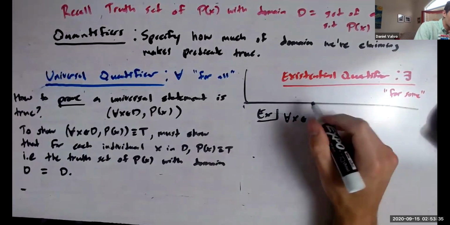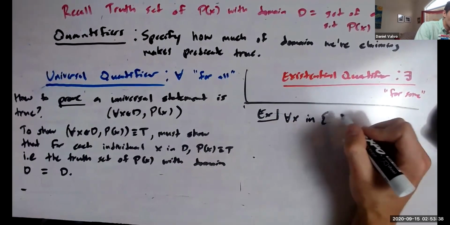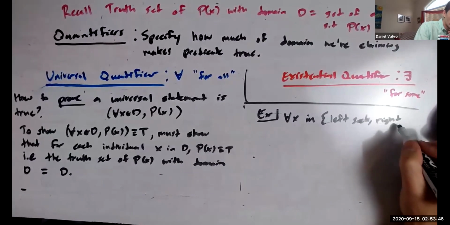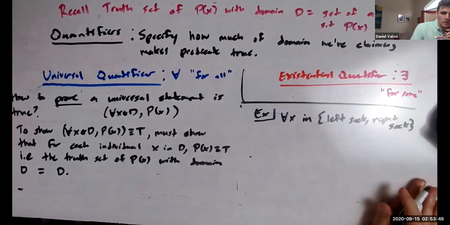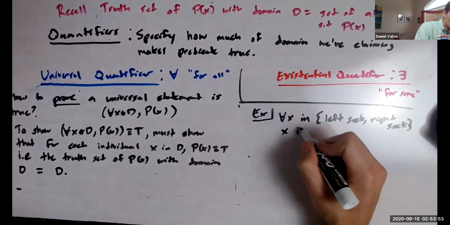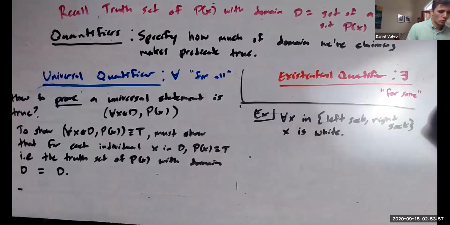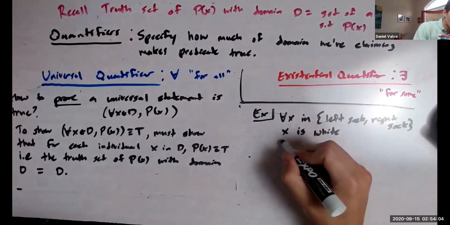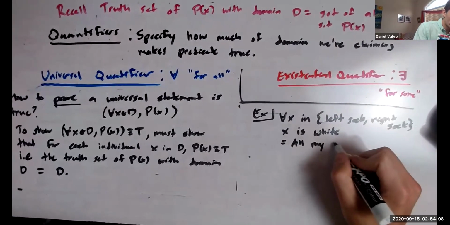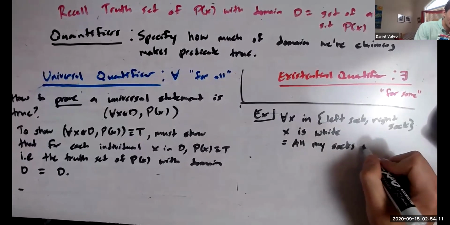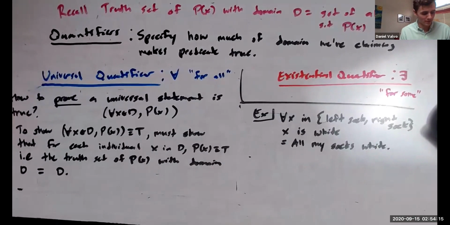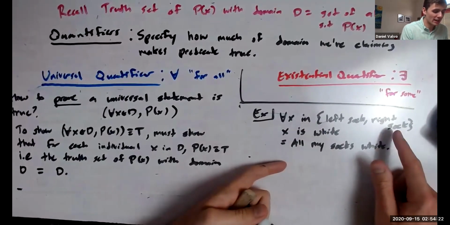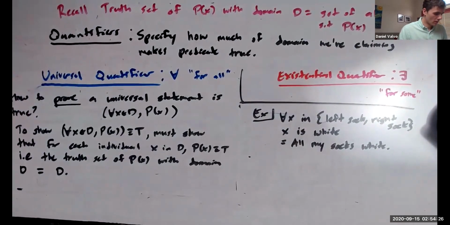for all x in my left sock and right sock, x is white. So by the way, in English, because in real life we're going to translate these, this means all my socks are white, or all the socks I'm wearing are white. But in math we're saying this is a universal statement. We're saying for all x in the domain of socks, the predicate x is white is true.